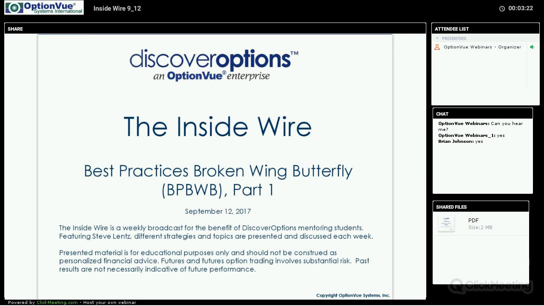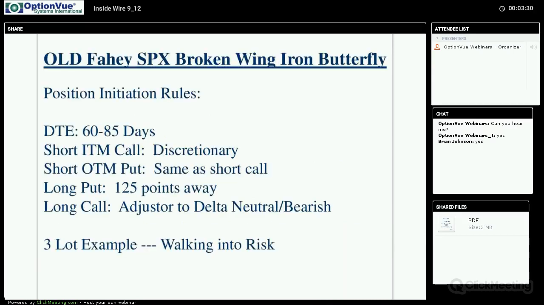So here we go. Let's just go to the next page. All right, so here are the old Frank Fahey broken wing iron butterfly parameters. You'll note that there were 4 legs, and he froze it at 125 points on the put farther away from the short. Basically he would assign the short in the money call, put on the same put, go 125 points away in the put, and then his long call was the adjuster.